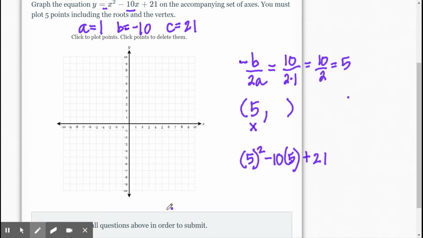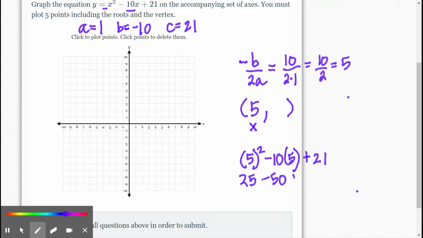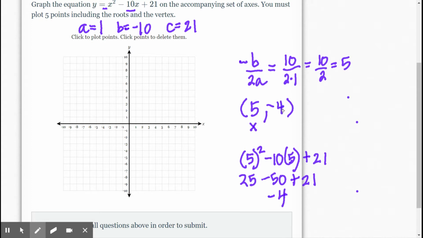Okay, so now I'm going to do the math here. 25 minus 50 plus 21. So what do we get there? 46 minus 50, I think it's negative 4. I want to make sure. 25 minus 50 plus 21, negative 4. So my vertex is at 5, negative 4.